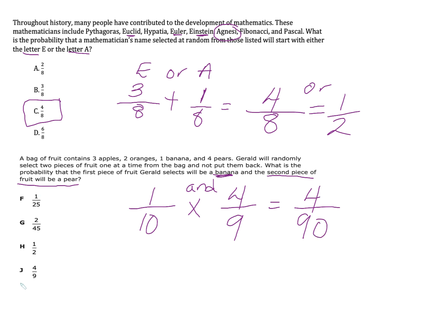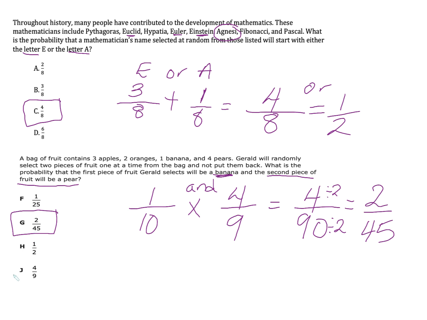I do not see it there. 4 and 90 are both even, so when I divide by 2, my answer is 2 over 45. Do I see that there? Yes, I do. My answer is G.